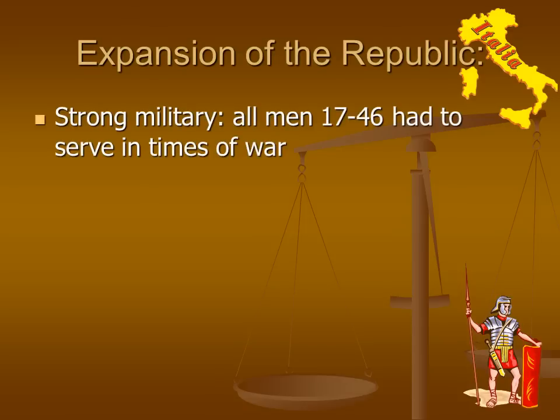Okay, expanding the Republic. We know that in Rome this is going to occur through military conquest. One of the reasons they're able to do this is that they have that strong military. All men between the ages of 17 and 46 had to serve in case a war came up. So that makes the military relatively strong.